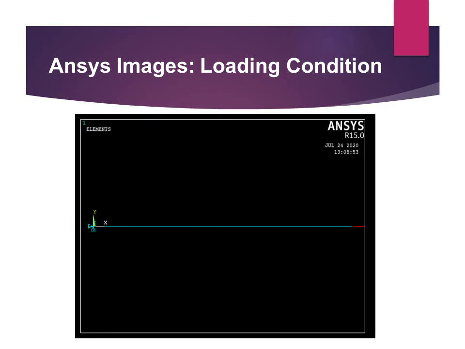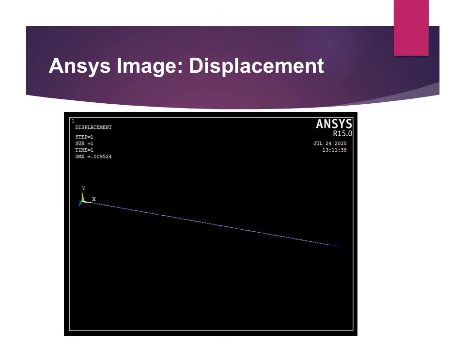Now this problem we can solve using ANSYS, and the loading conditions in ANSYS are like this. At the first node you can see here the support, and at the second node the red arrow is the force. This is the ANSYS image of the output for the displacement. The white line shows the undisplaced bar, but the yellow line indicates the displaced bar due to the force.